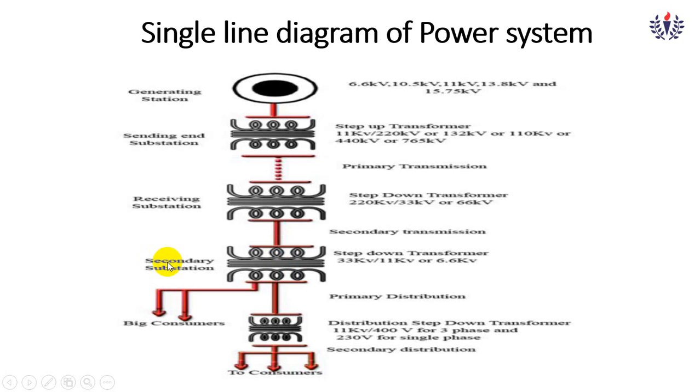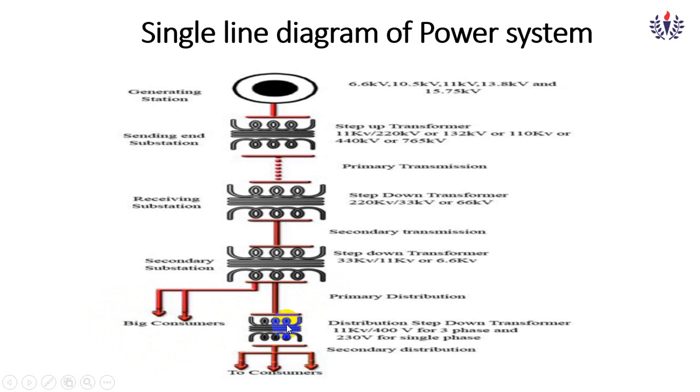Then it reaches the secondary substation. In the secondary substation there is one more transformer. Here it steps down the voltage from 33 kV to 11 kV or 6.6 kV. Sometimes the 11 kV is directly fed to industrial customers. For example, big industries, colleges and commercial complexes receive this voltage. This is known as the primary distribution.